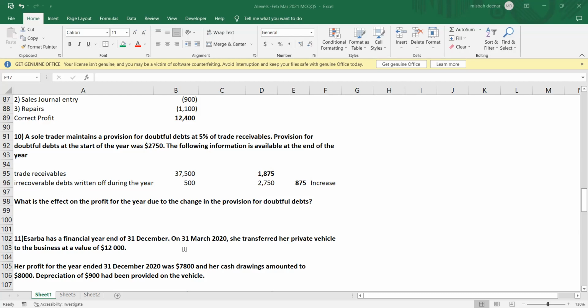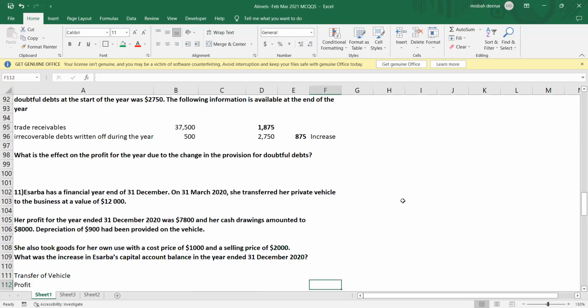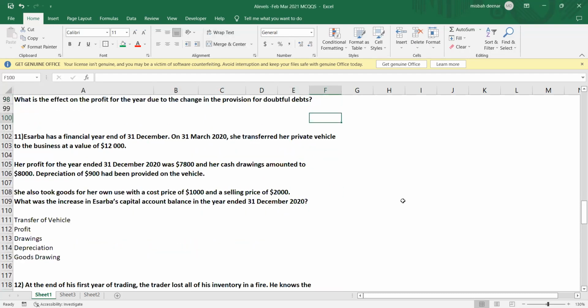Then moving on to question number 11. Isalba has a financial year end of 31st December. On 31st March, she transferred a private vehicle to the business amounting to this. Her profit for the year end, drawings, depreciation. Then she took goods at a cost price of this with a selling price of this. What was the increase in capital account balance? So here's the question and here's the answer.